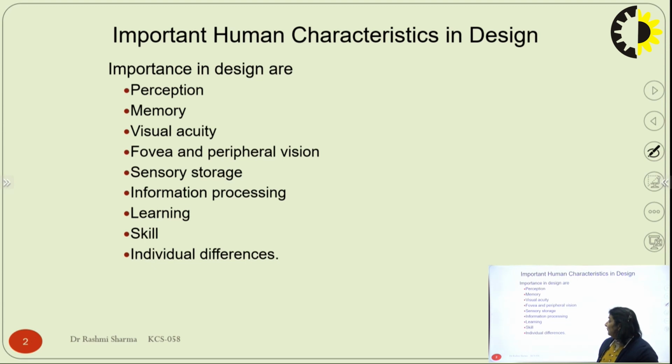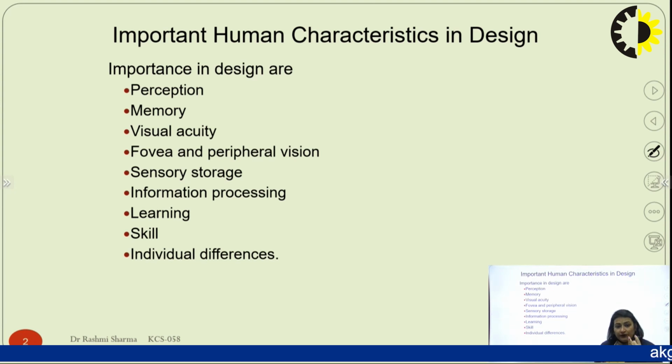Then foveal and peripheral vision. Foveal is looking and focusing on one specific point, like we say we are looking into the eye of that bird. In peripheral vision, you have to look at the tree also where that bird is sitting. So foveal is looking at the bird's eye, and peripheral is that you are seeing the surroundings, the tree, and other things too.